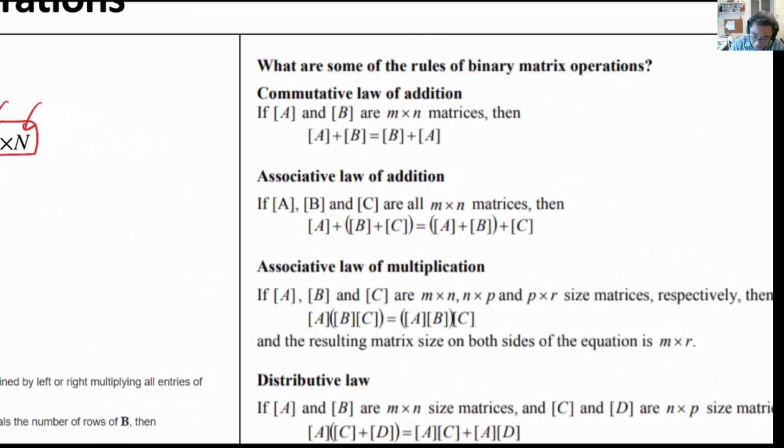The other law is the associative law of addition. Basically, if we have three matrices, A plus B plus C is the same as A plus B first, then plus C. That is, order does not matter in the associative law.